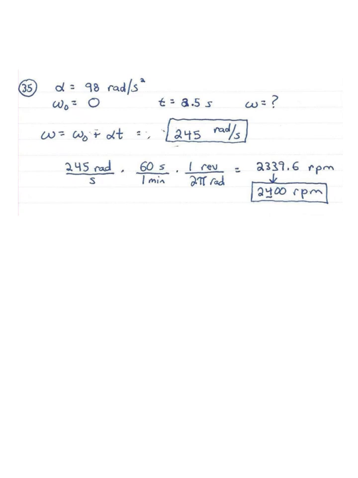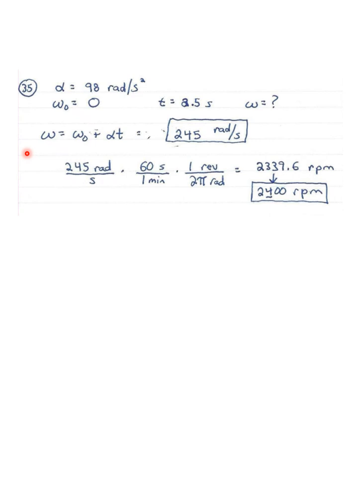Number 35, a lawnmower blade accelerates at 98 radians per second squared starting from rest. What is its angular velocity after 2.5 seconds? Answer in radians per second and RPM, which is revolutions per minute. Well, we're given alpha. It's at rest, so omega naught is 0, time of 2.5 seconds. What is its angular velocity? So we'll use omega equals omega naught plus alpha times t, and we get 245 radians per second.